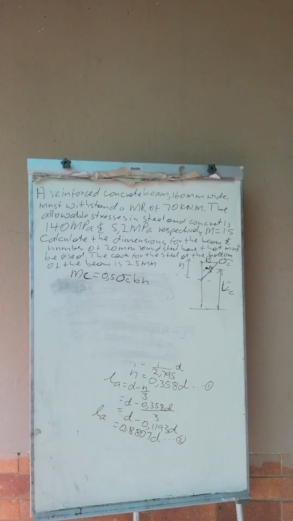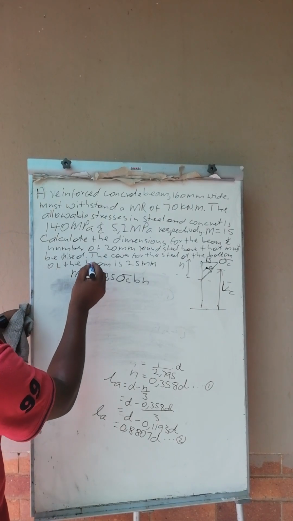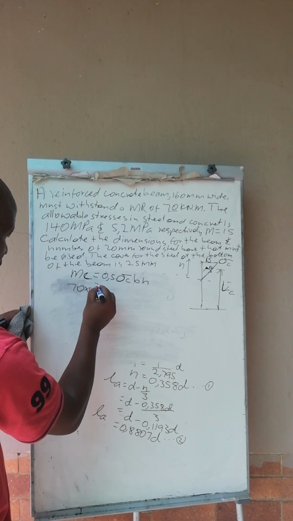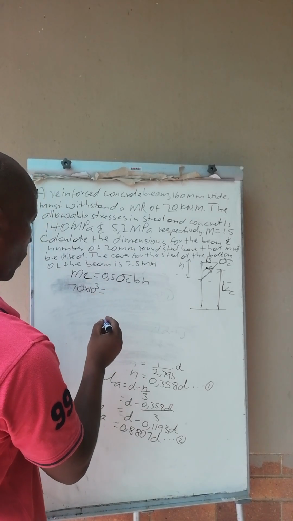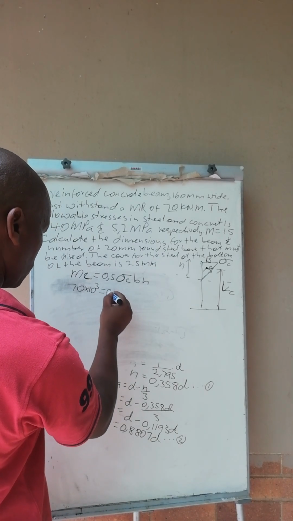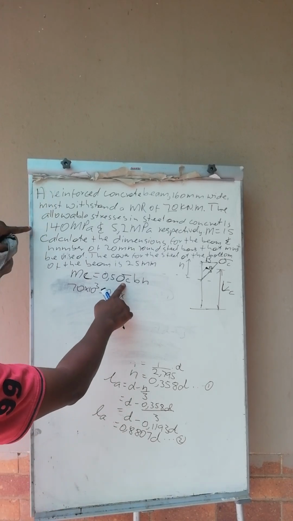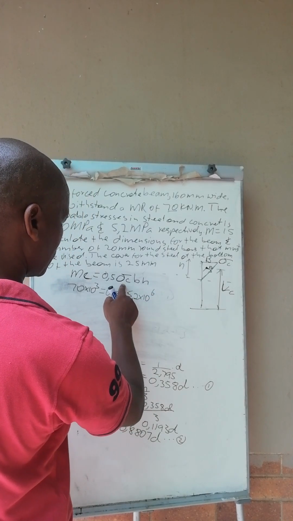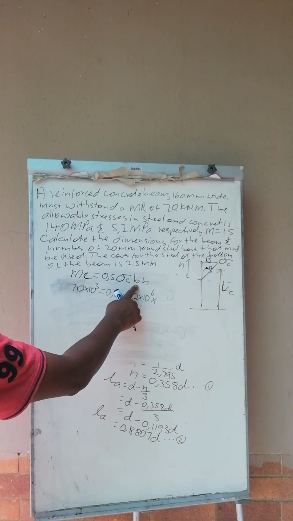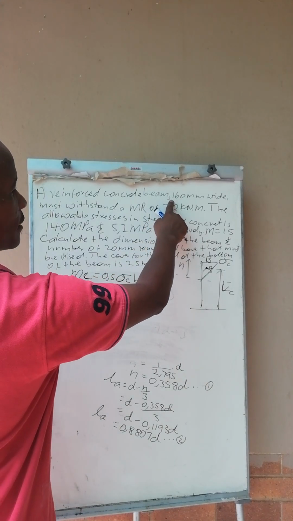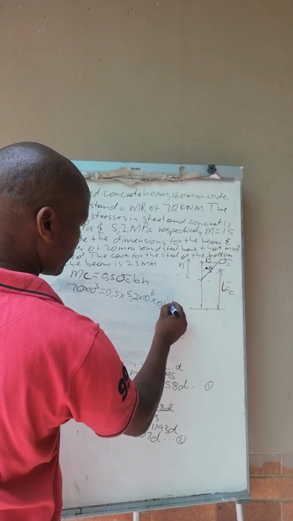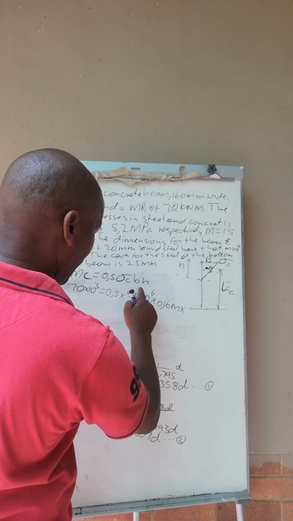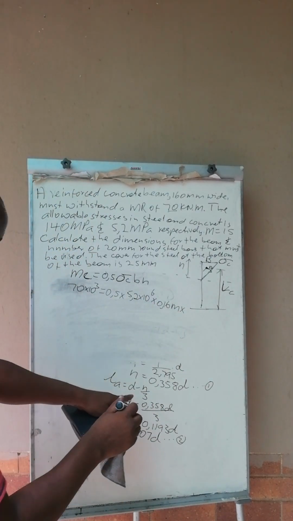It's something like this, Mr. Chester. Yeah, it should be like that. And this is given as 70 multiplied by 10 to the 3, which is equal to 0.5 multiplied by the stress in the concrete, given as 5.2 multiplied by 10 to the power 6, multiplied by b, given as 0.16 meters, multiplied by n.